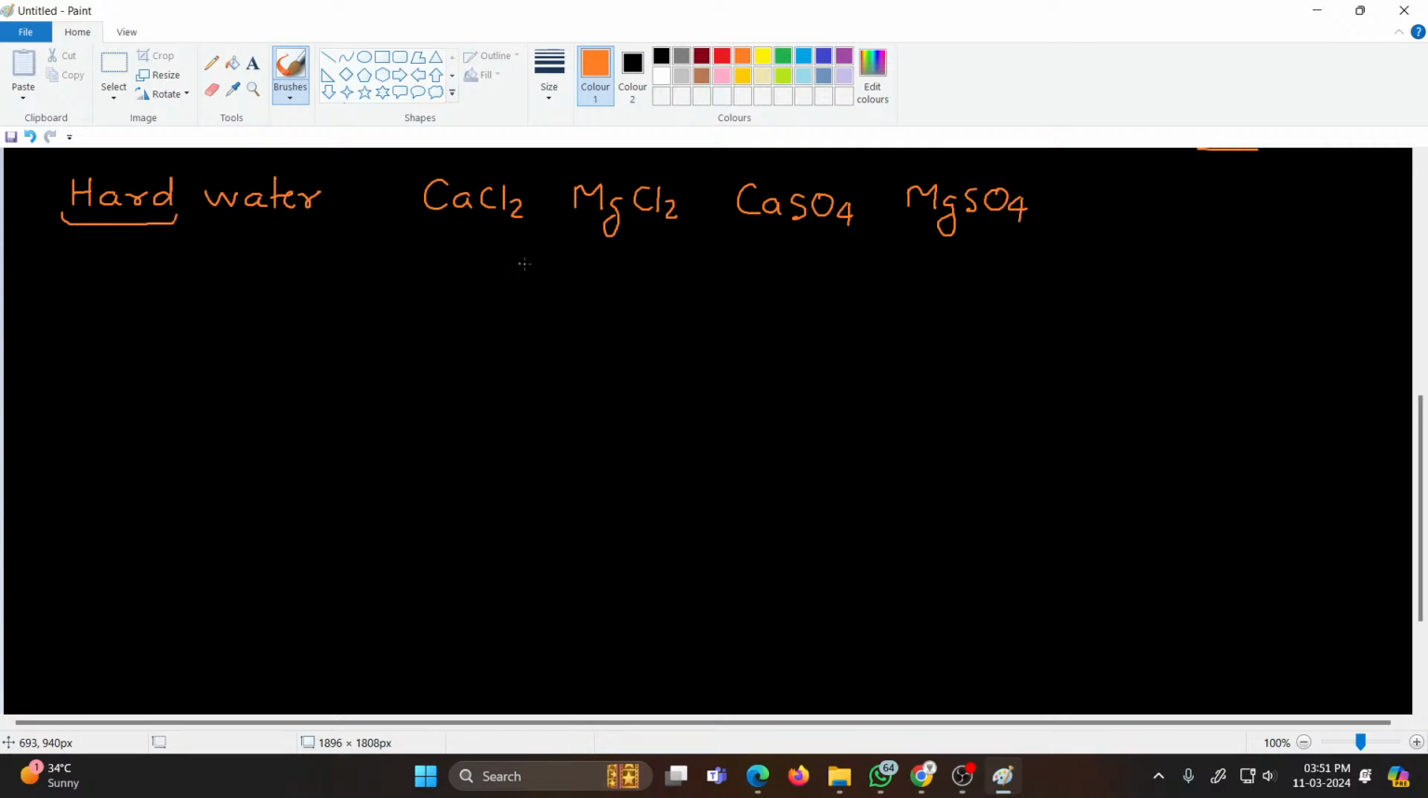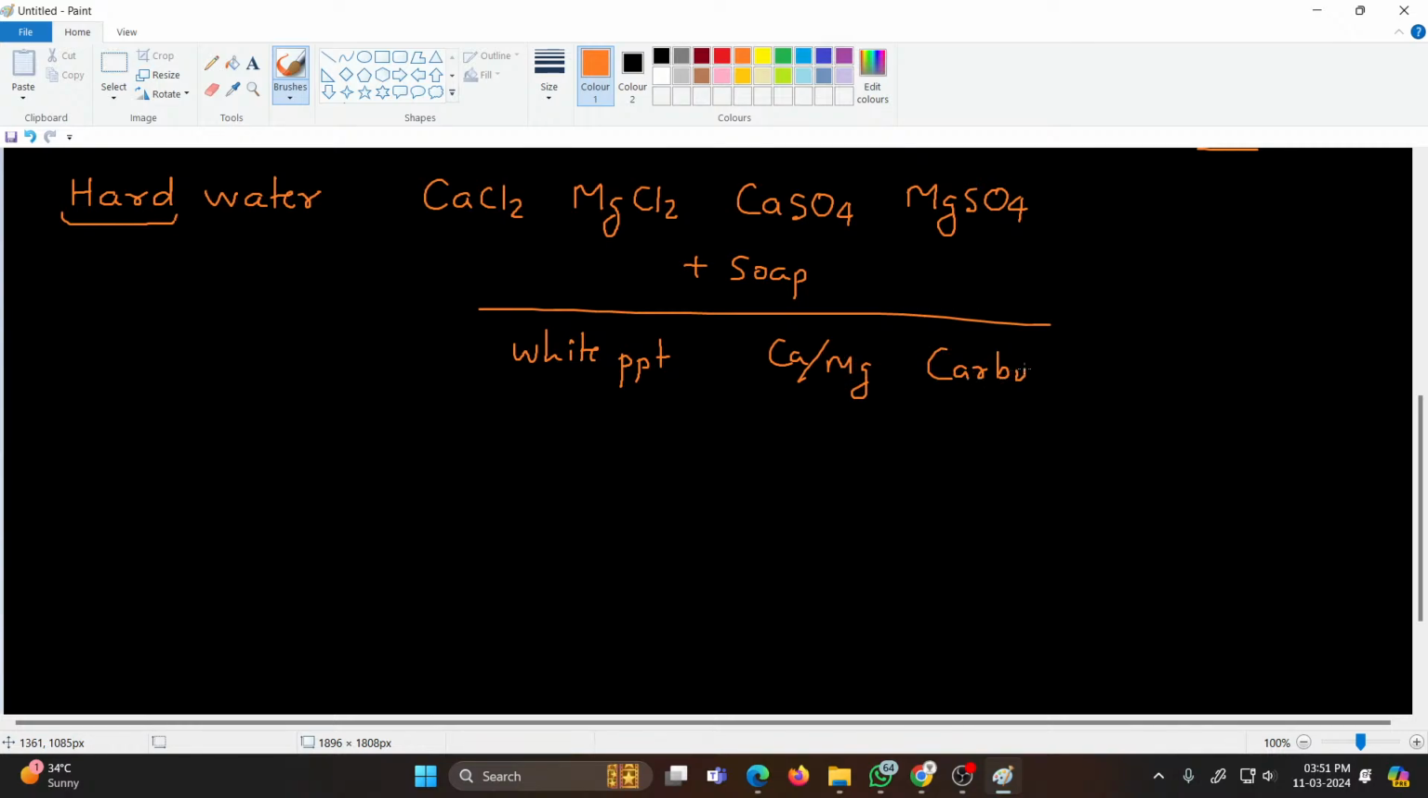So what happens when these salts react with soap? They form a white precipitate of calcium and magnesium carboxylate. And hence they cannot form foam. And that's why the water is called hard water. Now how is this hard water softened?